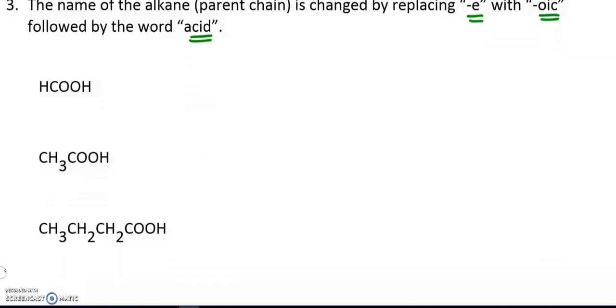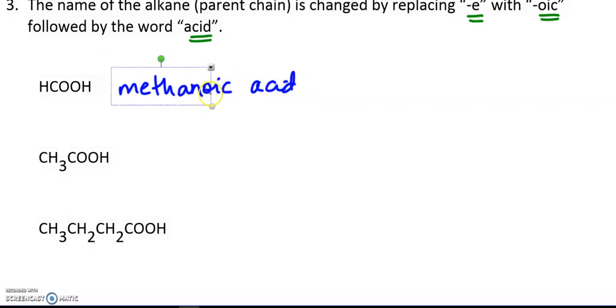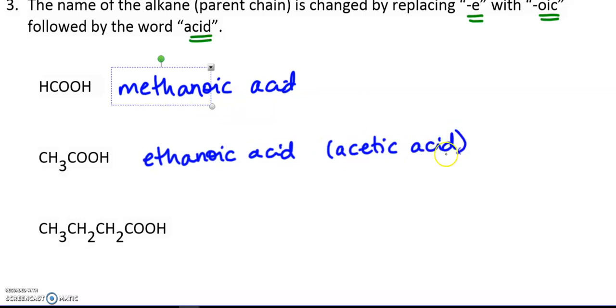So in this first one, my carbon is just 1. So instead of methane, this would be methanoic acid. Right? So the E would have gone right here where the OIC goes. The second one, I have 2 carbons, so that's eth. So this is ethanoic acid, which you also know as acetic acid because it has the acetate polyatomic ion. All right, and then this last one here with 4 carbons would be but. So this is butanoic acid.